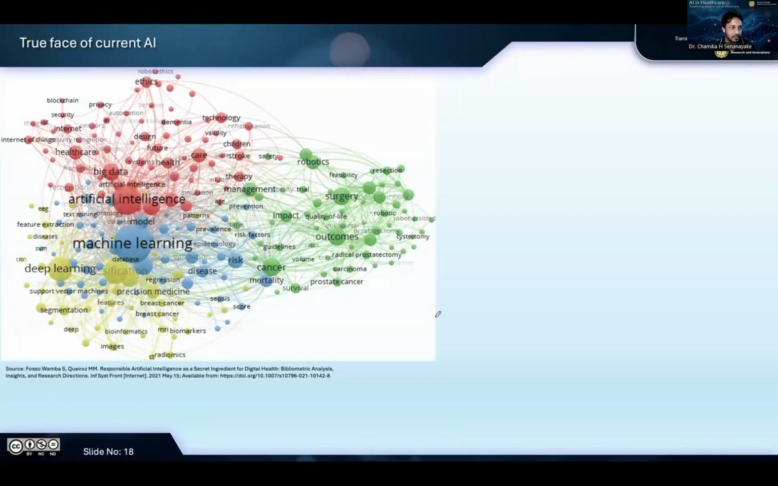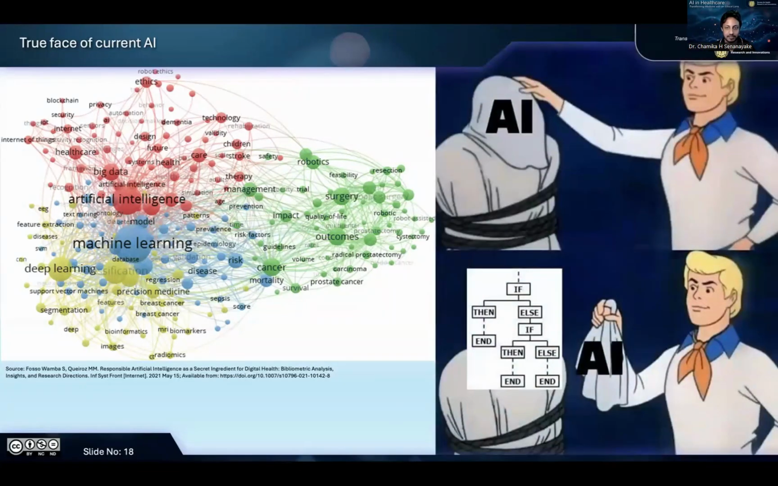As you know, there are a lot of cognitive analyses and so many jargons when it comes to AI: artificial intelligence, machine learning, and so on. But what is the true face at the current stage? It's just an algorithm. If it's like this, then you should do this. If it's else, do like this.